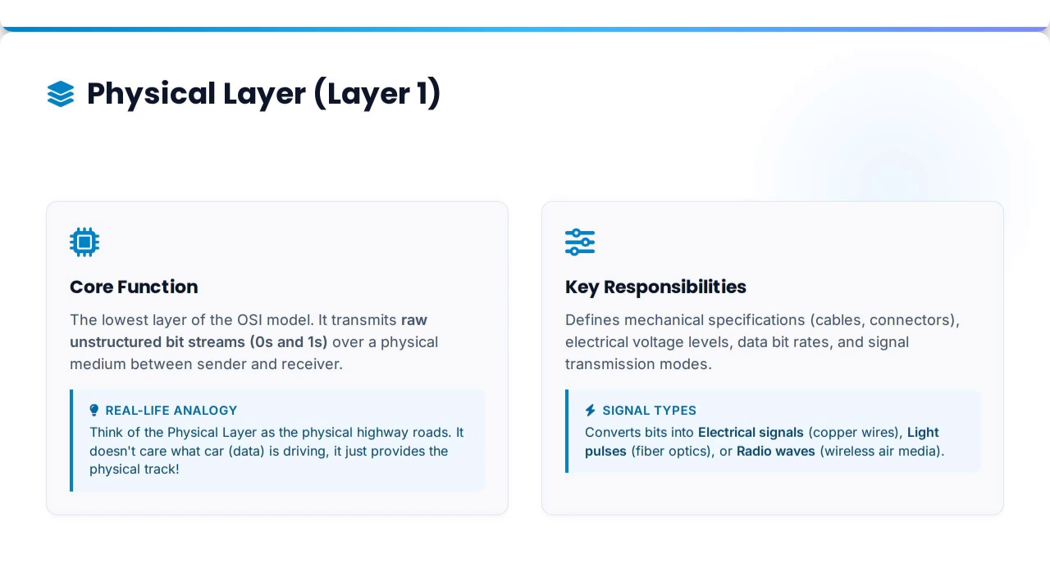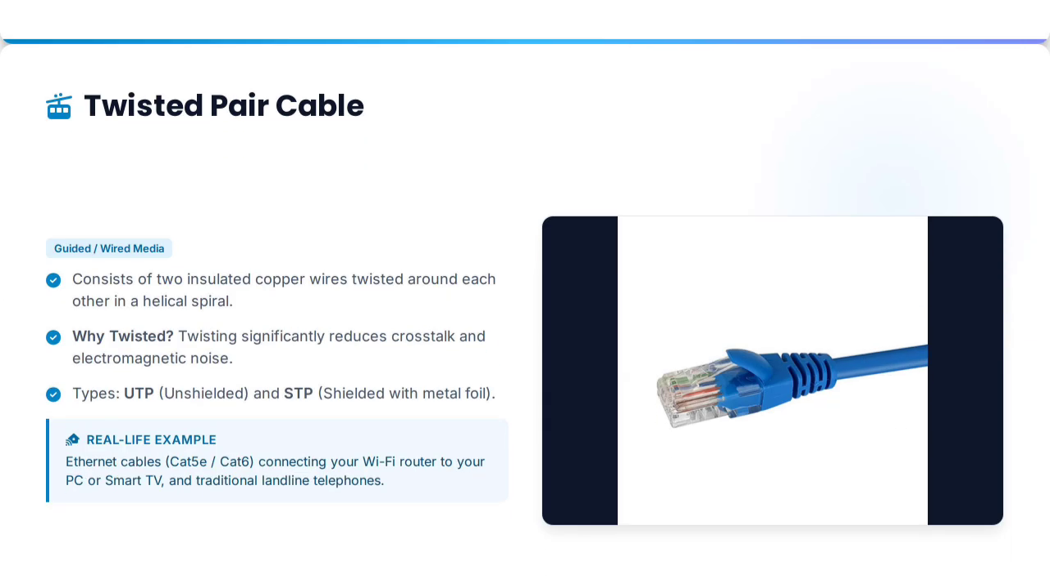Then, transmission media. Okay, transmission media is how this signal travels through a medium. We divide transmission media into two main categories: guided media and unguided media. Okay, under guided transmission media, first is the twisted pair cable.